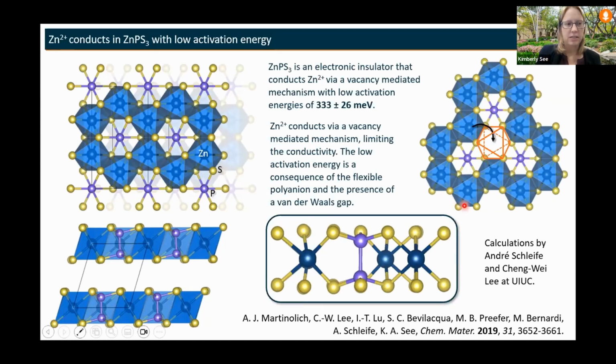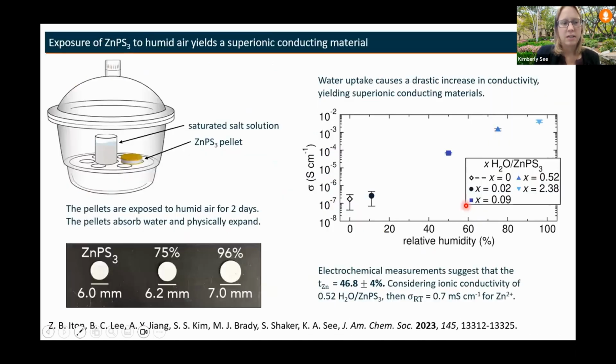To increase the conductivity, we've looked towards other mechanisms. So what we've done is we've taken ZnPS3 and exposed it to humid air. It turns out if you take ZnPS3 and you expose it to humid air, it will absorb water, and it does it in a macroscopic way. You can see the pellet is changing size with different relative humidities. But what's really interesting is that the conductivity, which is shown here, increases by over 5 orders of magnitude as a result of incorporating water into the structure.